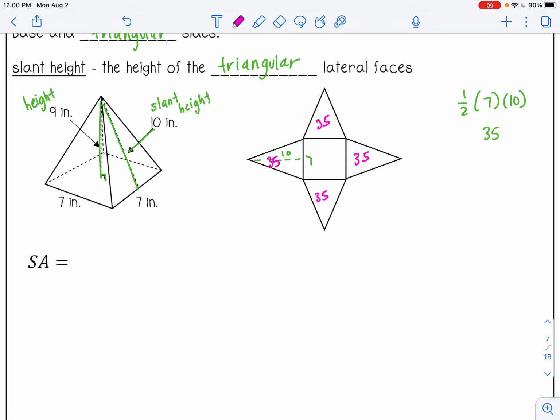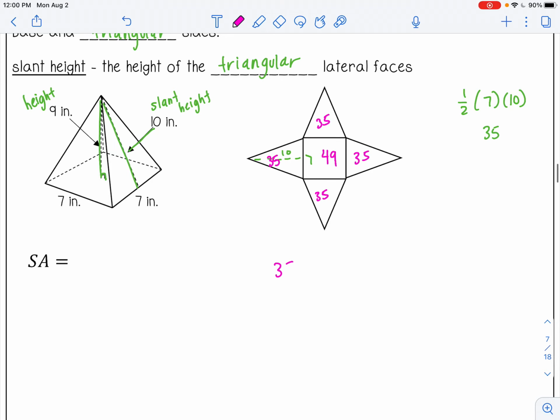All right, and then we have the square base. It's 7 by 7, so that would be 49. So 35 plus 35 plus 35 plus 35 plus the base of 49 is 189 inches squared.